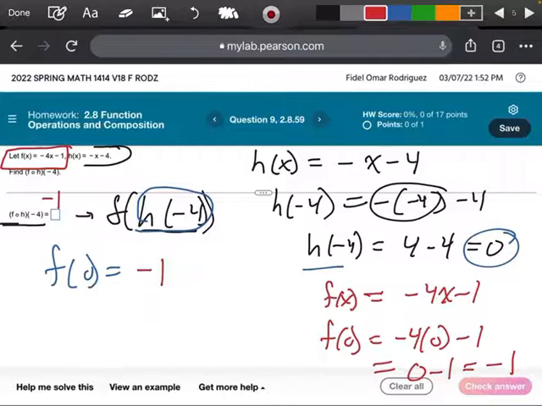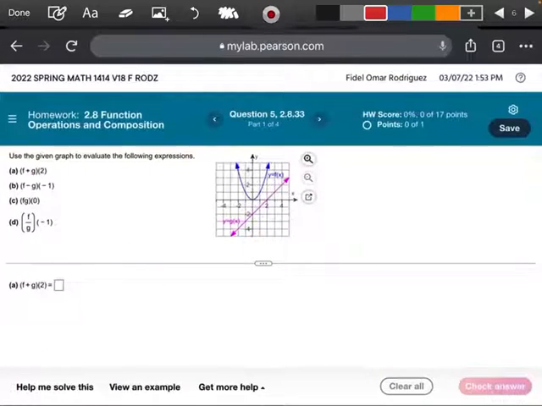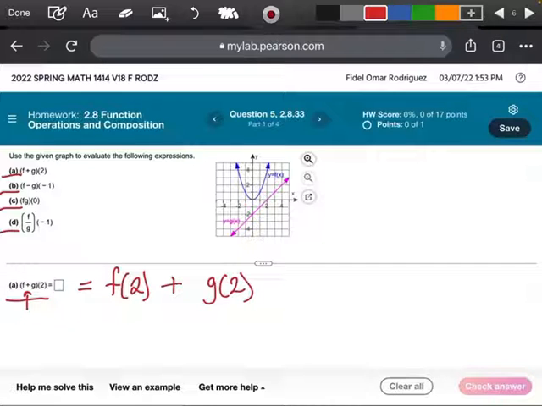Alrighty, let's try number 5. Okay, so I want us to look at number 5 here. So number 5, y'all, has 4 parts. Parts A, B, C, and D. Okay, we're going to do part A. Part A says we're trying to find f plus g of 2. Okay, I want you to notice the operation in the middle. The operation is add, right? So the way I'm going to do this is I'm going to find f of 2. I'm going to find g of 2. And we're going to add them together because we are adding them together right here.